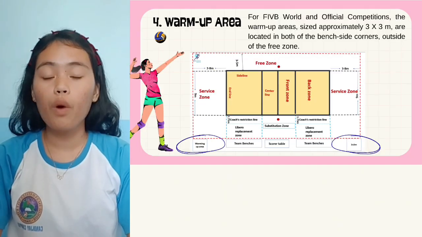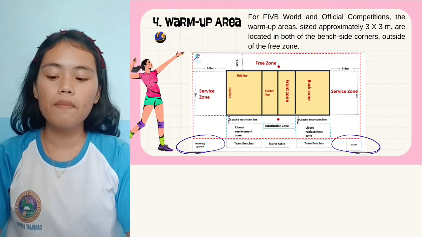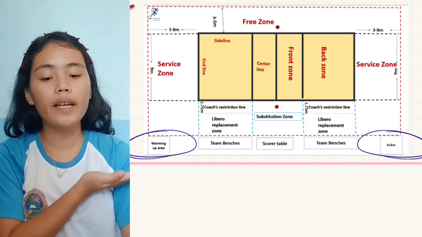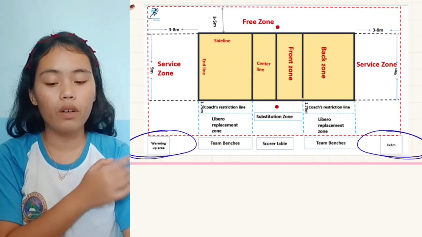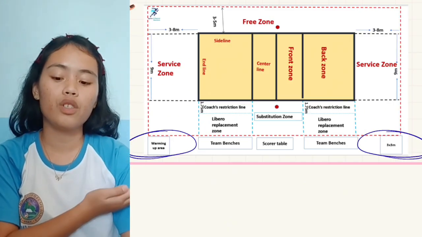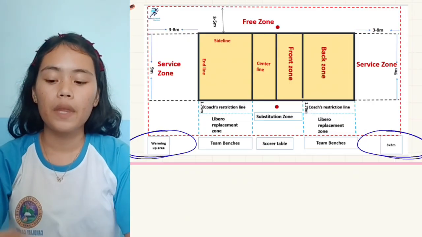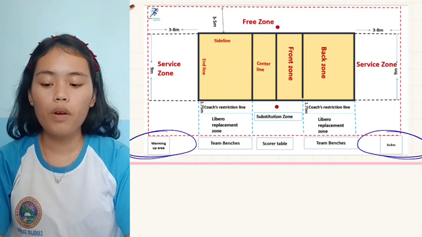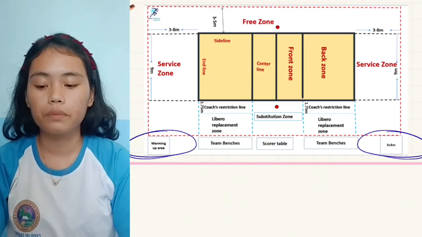There is also a warm-up area. In official competitions, this is a 3 by 3 meter square located in the corners near the benches. So, as you can see in the picture, each team has its own bench, and on the side is the warming up area. Here the players warm up while they're waiting for their turn to play.